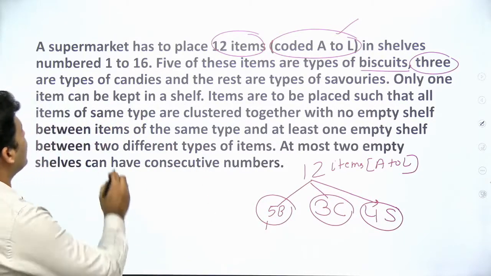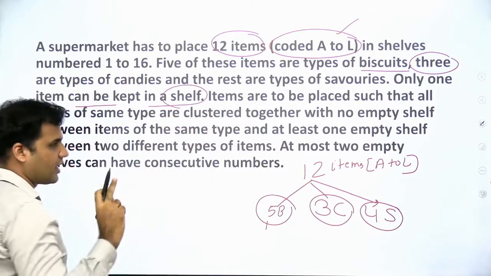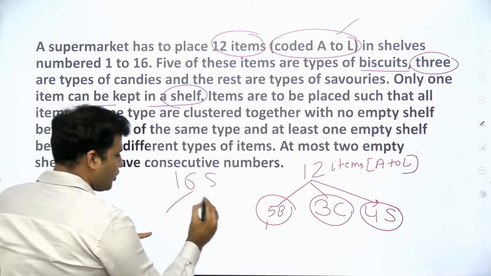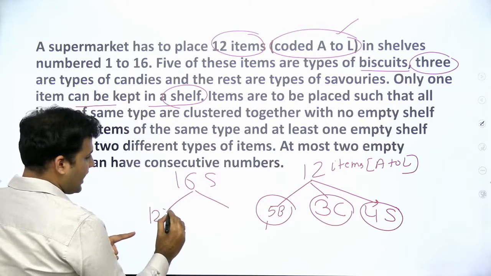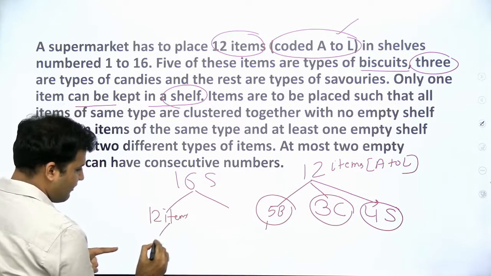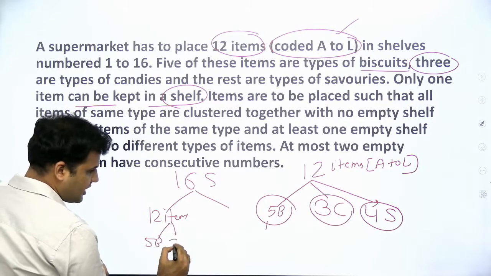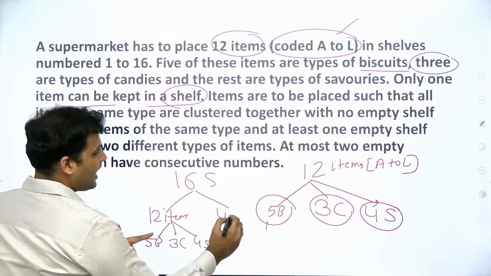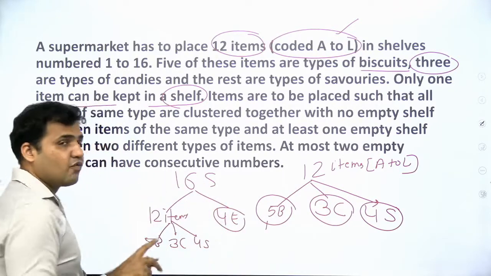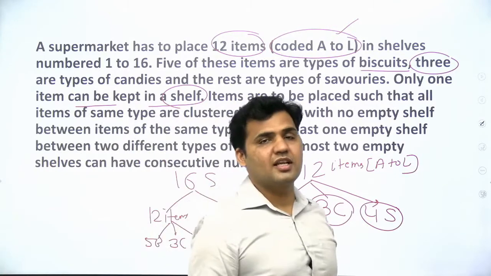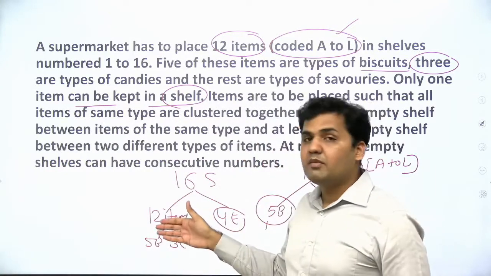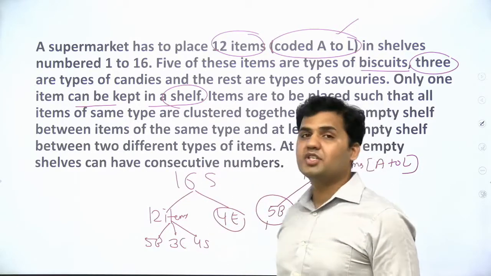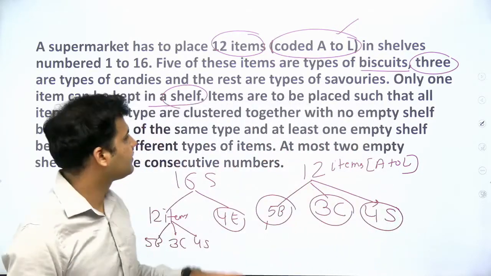Only one item can be kept in a shelf. Now here, out of total 16 shelves, you are supposed to arrange 12 items, and out of these 12 items we have 5 biscuits, 3 candies and 4 savories, and the remaining 4 shelves will be empty. Because one item can be placed only on one shelf, 12 items will be placed on 12 shelves, but you have a total of 16 numbered shelves. So therefore there will be 4 shelves which will be completely empty.